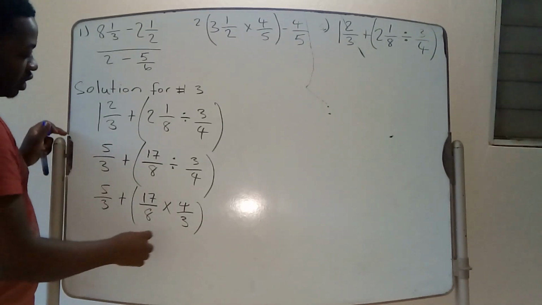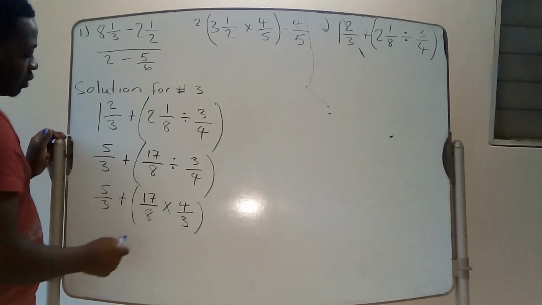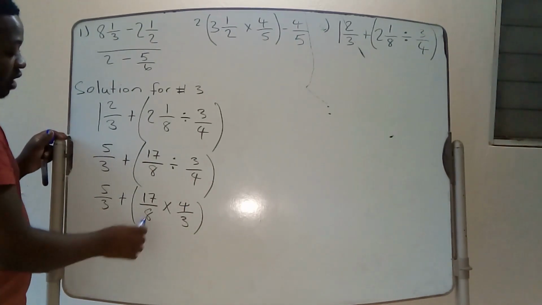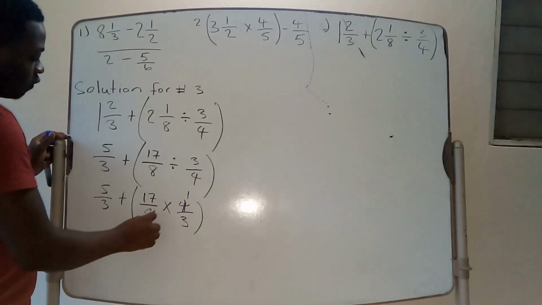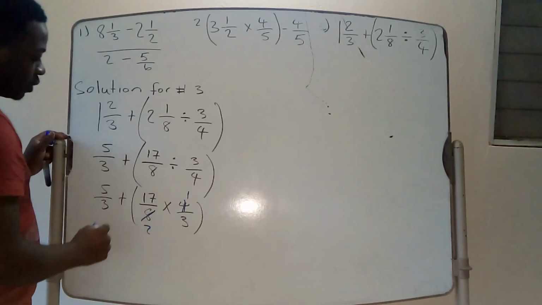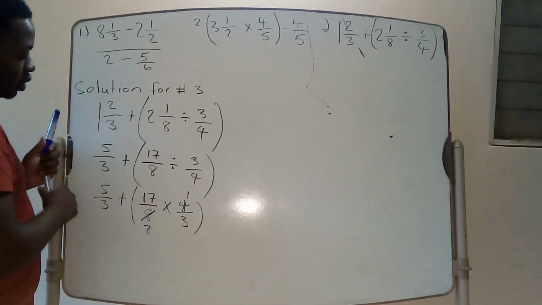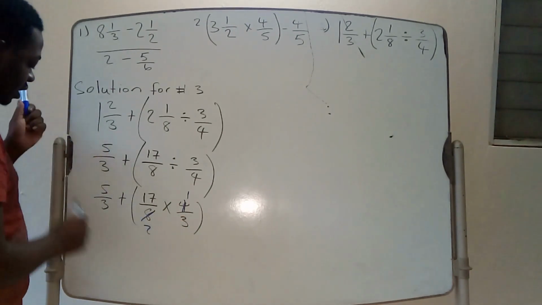So, note here I have 8 and I have 4. Can 4 and 8 be divided by any number? Yes. 4 can go into itself, and 4 can also go into 8. So 4 into 4, that's 1. 4 into 8, that's 2. Can anything else be reduced? No. So what we're going to do is to multiply numerator by numerator and denominator by denominator.